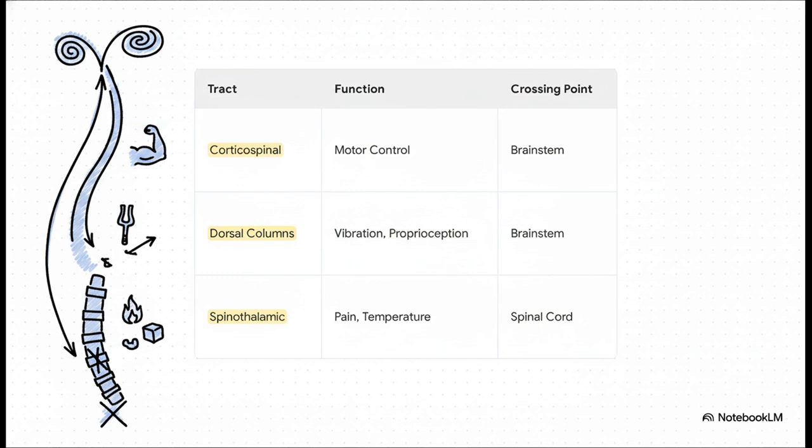You've got the corticospinal tract for motor control and the dorsal columns for vibration and proprioception. You know, your sense of where your limbs are in space. Notice they both cross way, way up in the brainstem. But then there's the spinothalamic tract. This guy is the exception. He's carrying pain and temperature info, and he crosses over almost right away, right there in the spinal cord. And believe me, that one little detail, it changes everything.